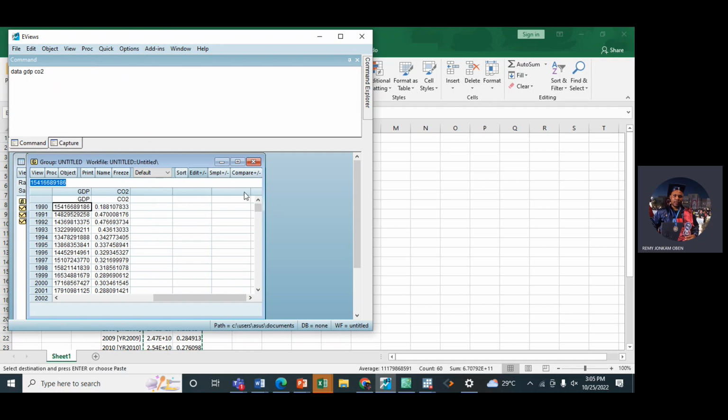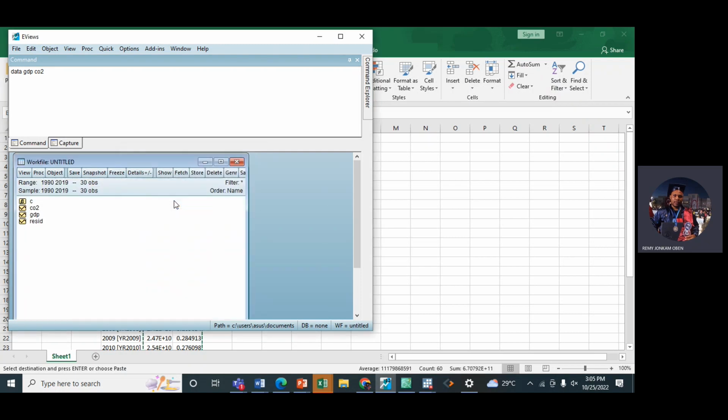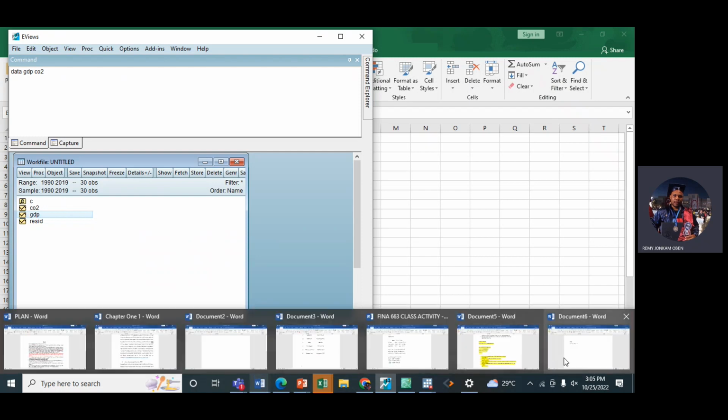So I have pasted the data in EViews. I can now delete the untitled group. If you delete it, don't think that you have deleted your data. The data is there: this is the carbon dioxide series, this is the GDP series, that is it. So we have exported the data from Excel to EViews. Now, let's go back and look at the model.